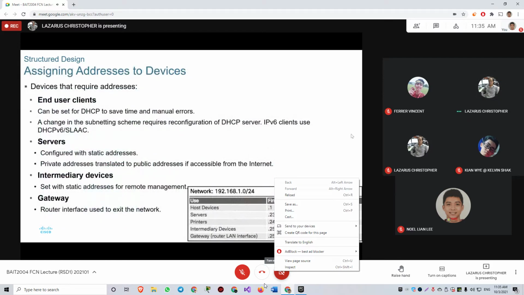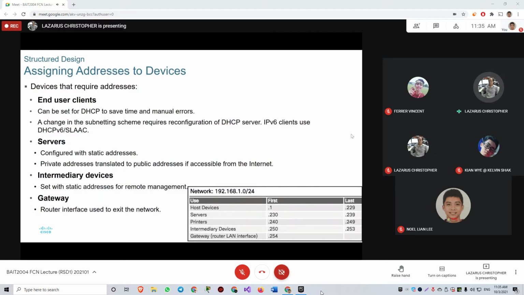Devices that require addresses include end user clients, servers, and intermediate devices like routers, with the specific router interface used to access outside networks, which is the gateway. The remote management is basically the switch VLAN 1. Remember, we learned about this in Packet Tracer. Switch VLAN 1, where you also have to assign an IP address so you can remotely manage the switch.